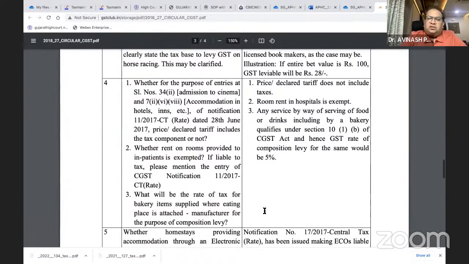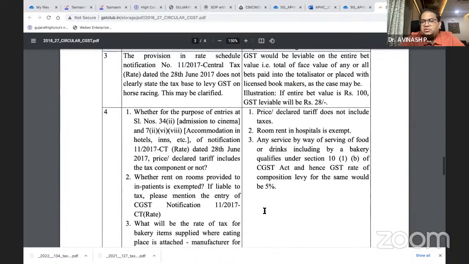Next question is whether for the purpose of entries at serial number 34, clause 2, which is admission to cinema, and serial number 7, accommodation in hotels etc., of Notification 11/2017, price or declared tariff includes the tax component or not. So therefore, if I say 7,500 inclusive of taxes, does it mean that 28% will be applicable because the declared tariff is 7,500, or will we have to reduce the tax and then determine the amount which is applicable or the rate which is applicable.